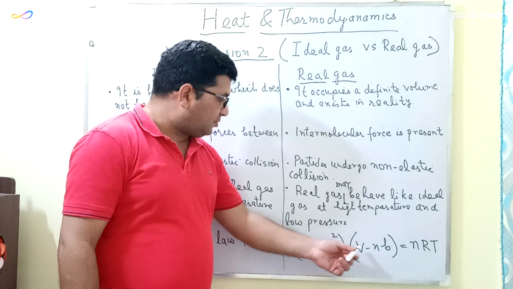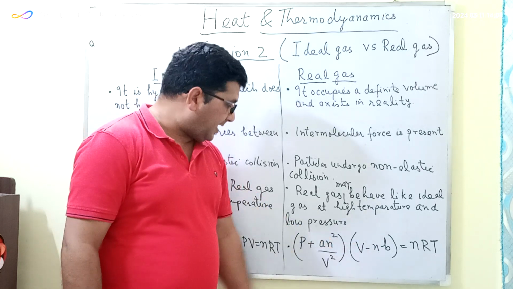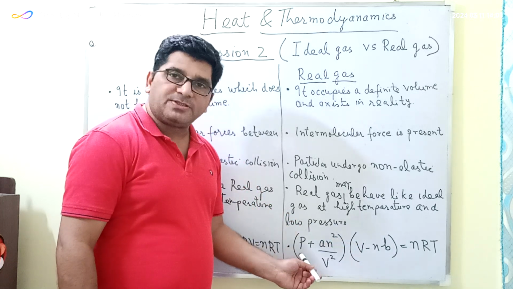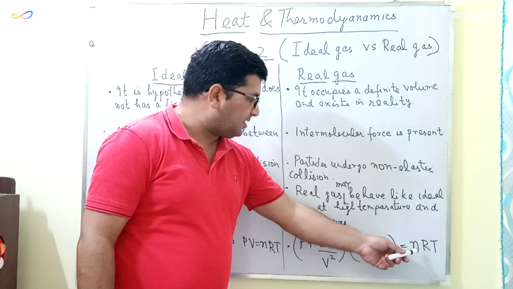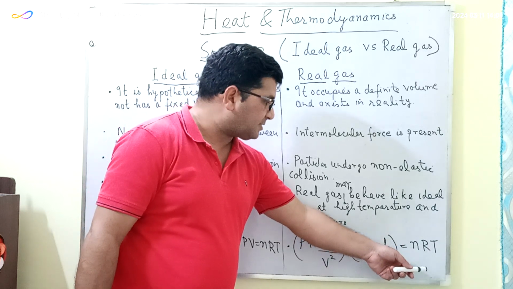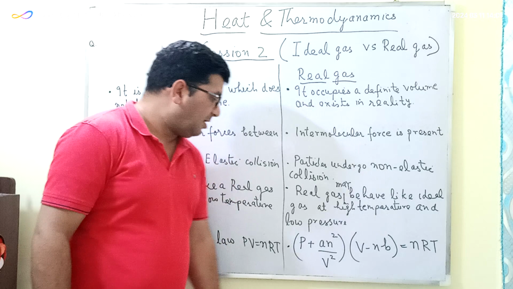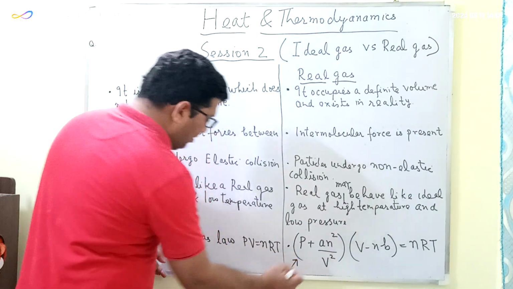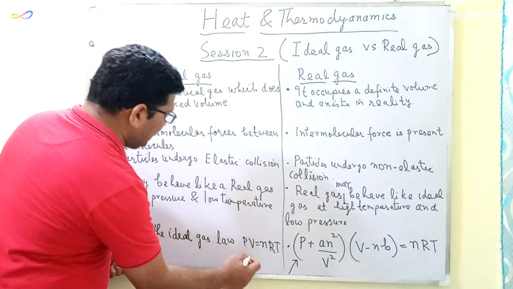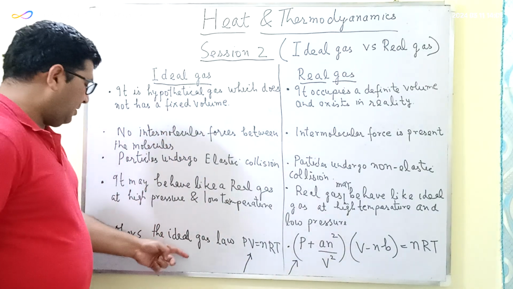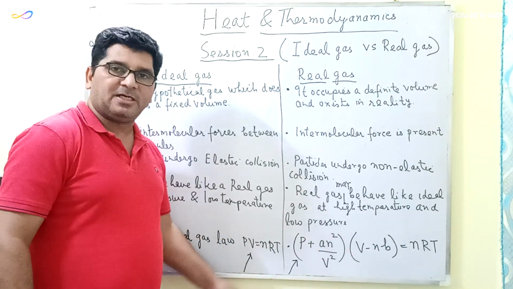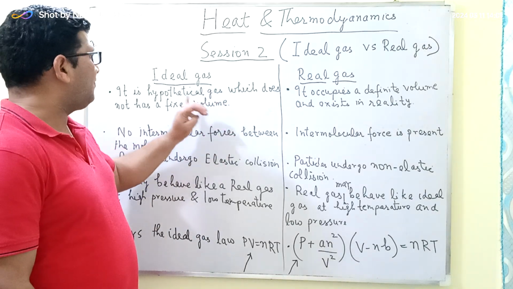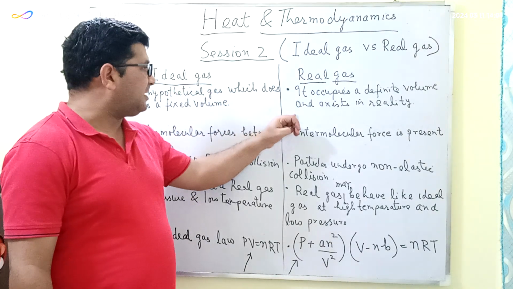And n, as you know, is the number of moles of a gas. Here b is the volume correction factor, P is the measured pressure, V is the measured volume, n is the number of moles of the gas, R is the gas constant, and T is the temperature. So the real gas follows this law, and the ideal gas follows the ideal gas law, which is given by PV equals nRT. So these are some of the important differences between the ideal gas and the real gas.